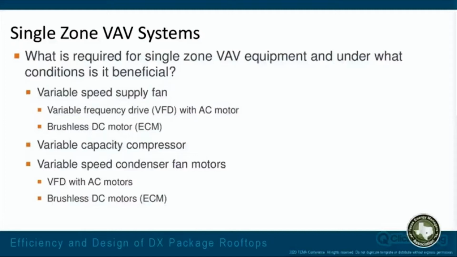We need a variable capacity compressor of some type, and we can use a digital scroll compressor, or we can use a VFD-driven compressor. Either of those systems will work just fine for what we're talking about. And then finally, if you're going to control the fan speed and you're going to vary the compressor capacity, it's really important to control the speed of your condenser fans.